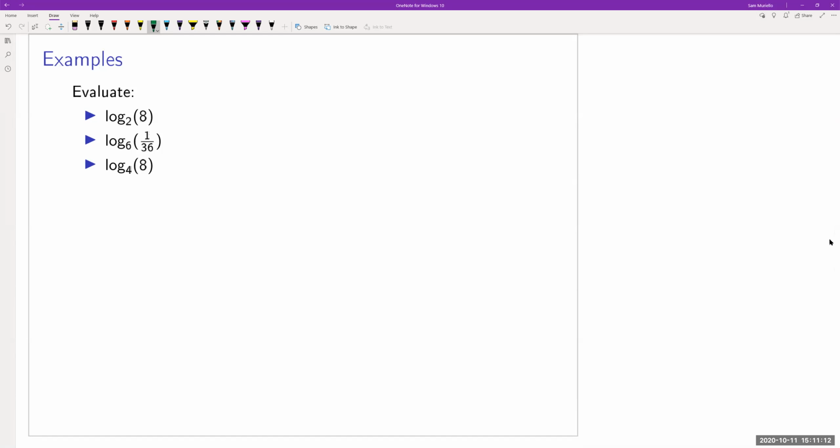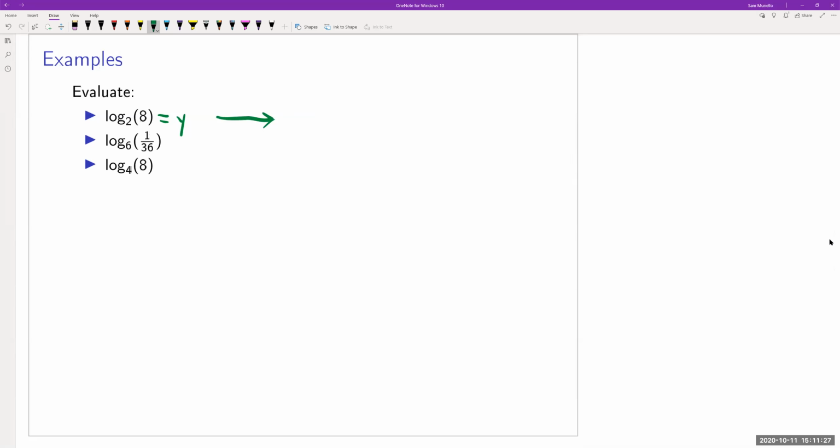If it asks you to evaluate a logarithm, your best bet is going to be to convert to exponential form. So let's take this first one. What I like to do is I like to set a variable equal to the logarithm so that when I make the change, I have something to use as my exponent.